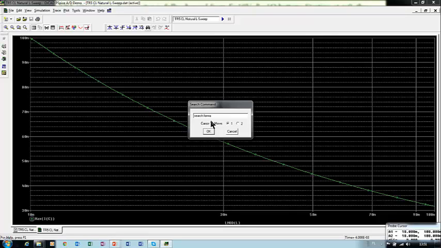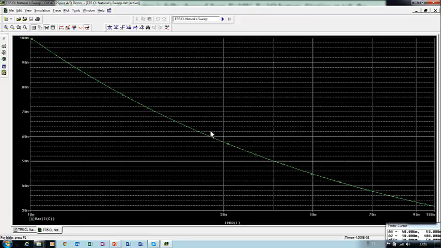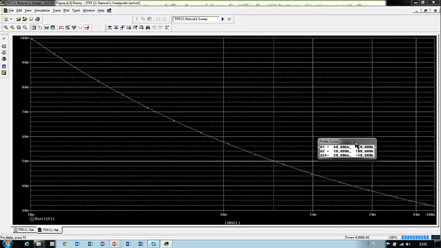search forward level. Our level is 50 milli. Okay, and here it is. We have an answer. It is 40 milliHenry. Okay, we may write down this answer here.